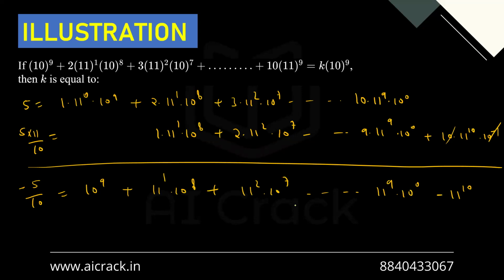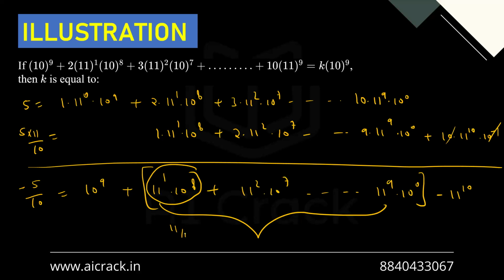Okay, and now we know that this is a standard GP. Let's first find out the summation of this particular GP, right? So over here, this is the first term. Common ratio is 11 by 10, right? This is the first term, and the number of terms equals 9. So let's find out the summation, that is S dash.